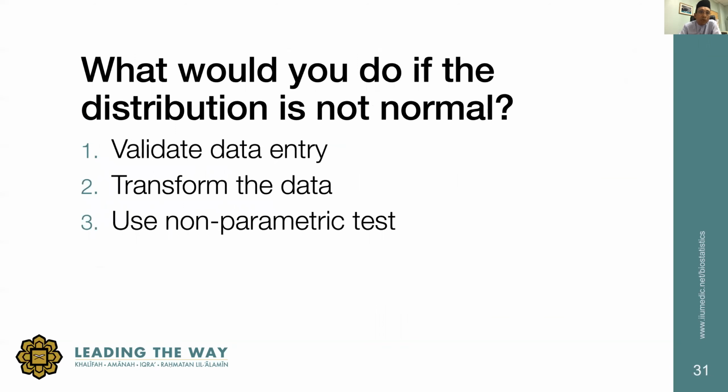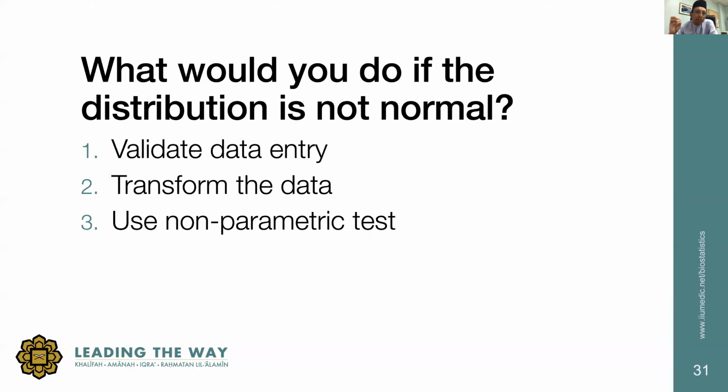So what would you do if the distribution is not normal? If you find your numerical value is not normal, first check back your data entry. Maybe there is a data entry error. By right, the age is 20, but you entered 200 years old. So it's obviously a skewed value. So check your entries one by one. And then if everything is okay, you transform the data. From not normal, you can transform to become normal. Transform means you log it, you anti-log it. You can do so many things. We call it a link function. You can do whatever you like, and then you transform the data and analyze based on the transformed data.